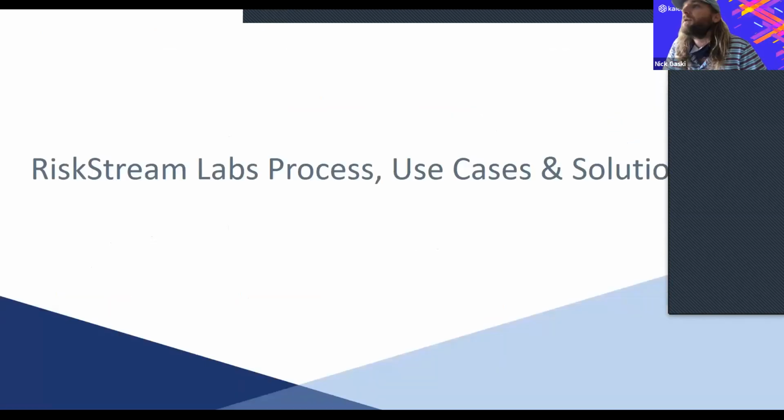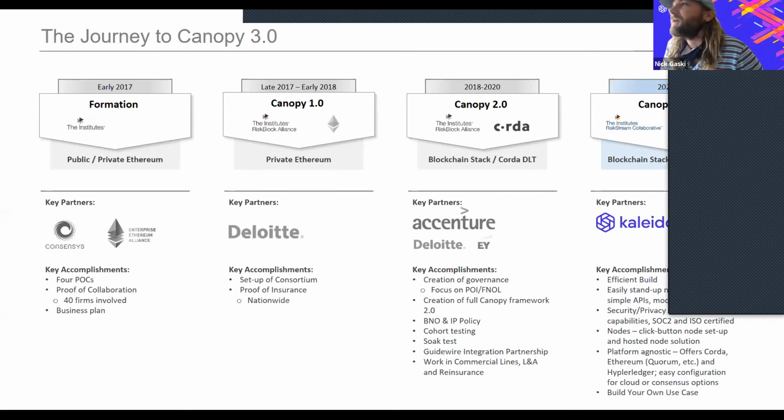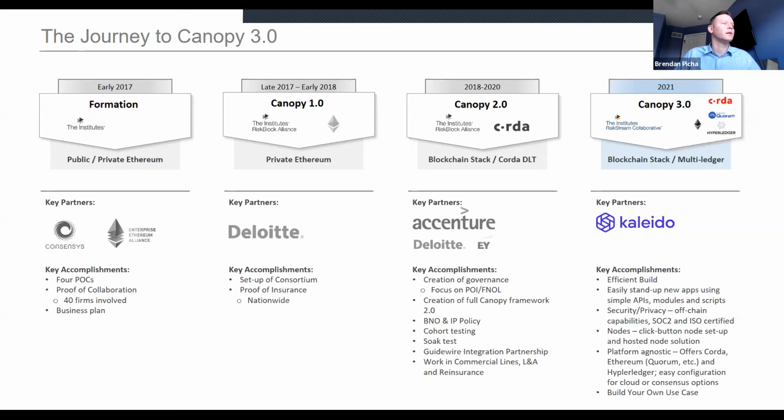Hey Brendan, one request on the optics side. You have a little gray box hiding some of the nice slides on the right side of the screen. Oh, I see it. How's that? Let me move this thing. Better? Yeah, you fixed it. Okay, cool. I just want everyone to be able to see your beautiful slides. Okay, you're good to go. Carry on. Apologize. Thanks.